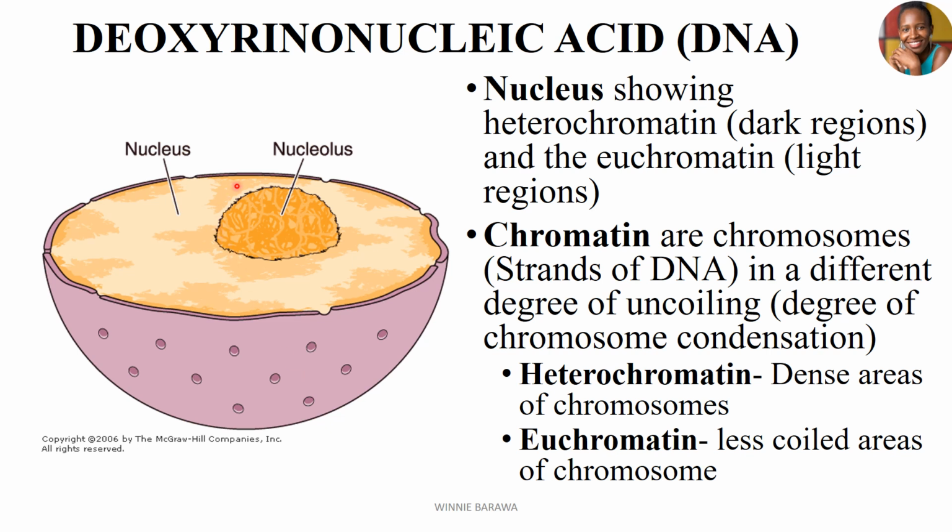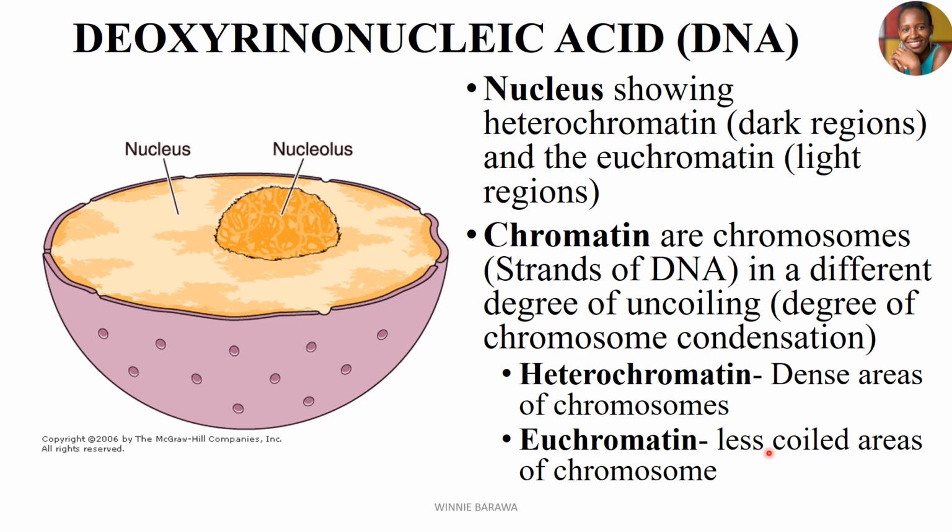But now inside the nucleus we find the nucleolus. Our nucleus here has two sides. There are some light areas and some dark areas. These light areas we call the euchromatin, and the dark areas we call heterochromatin. These areas mean something. Dark regions are areas that have very dense chromosomes, while the light areas, the euchromatin, are areas with less coiled chromosomes, meaning there's some active cell division happening.